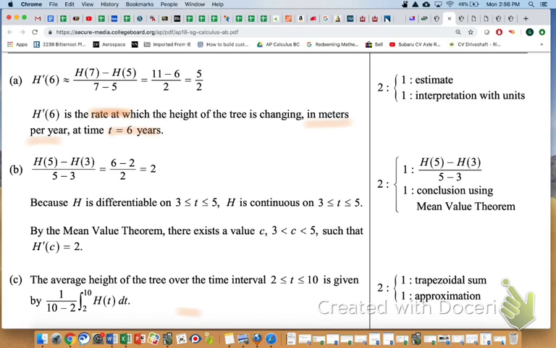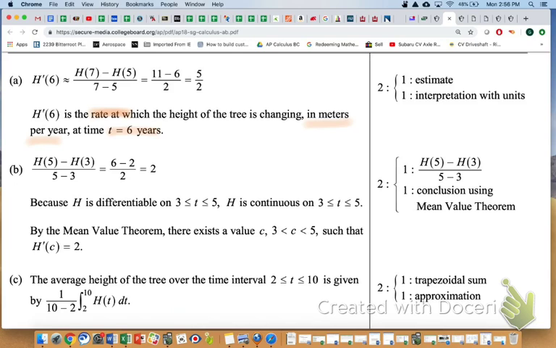B, the average slope was 2. So since it's a continuous and differentiable function, the mean value theorem tells us that, yes, indeed, there is a place somewhere on that interval where h prime is 2. So any questions on A or B?